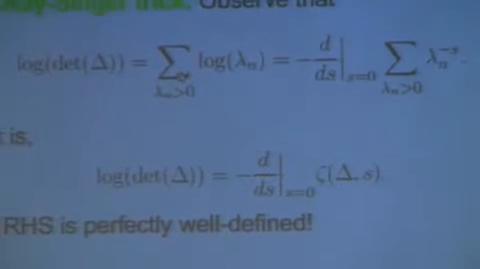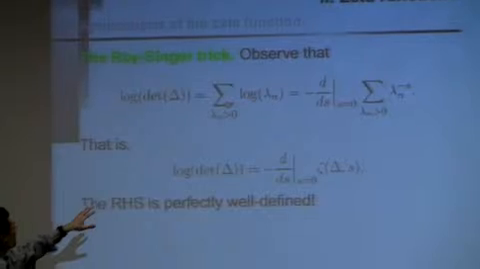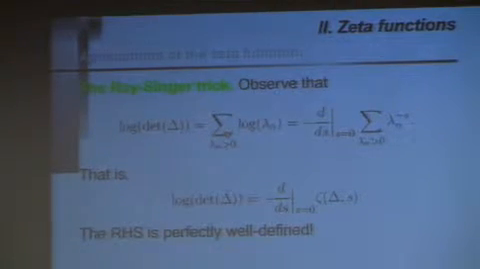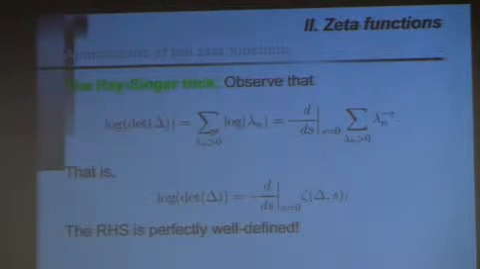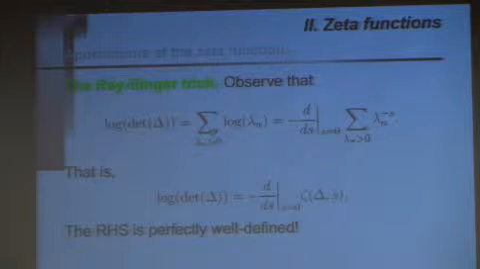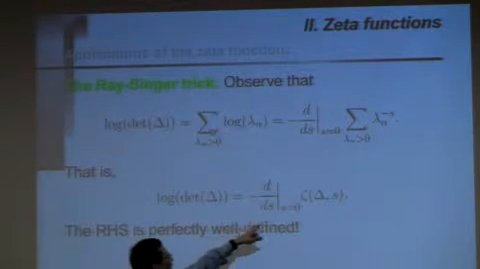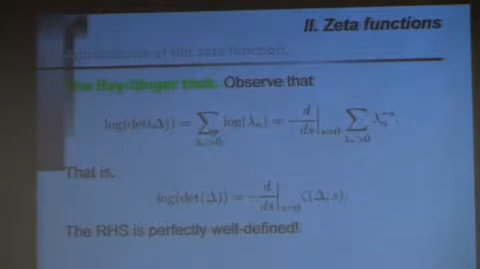Oh, so it's really just negative the derivative of the zeta function. In other words, the logarithm of the determinant is you take the zeta function of your operator, take its derivative, and multiply by -1 at s equals 0. And remember, the zeta function actually doesn't have a pole at s equals 0. So this is actually a true derivative, and the right-hand side is perfectly well-defined.